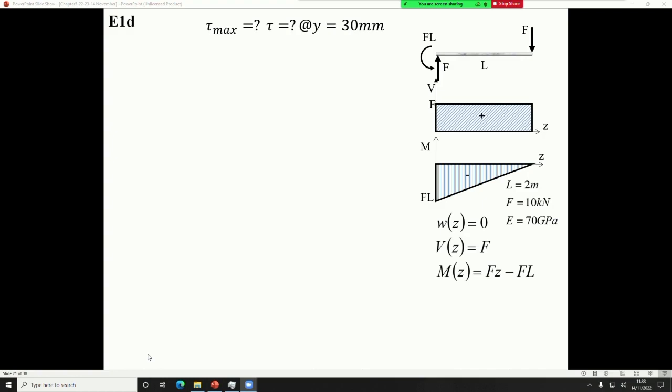I'll remind you what we've done so far. We found normal stresses. We found the maximum deflection. Now the next stage is to find the shear stresses or maximum shear stresses applied to the beam.